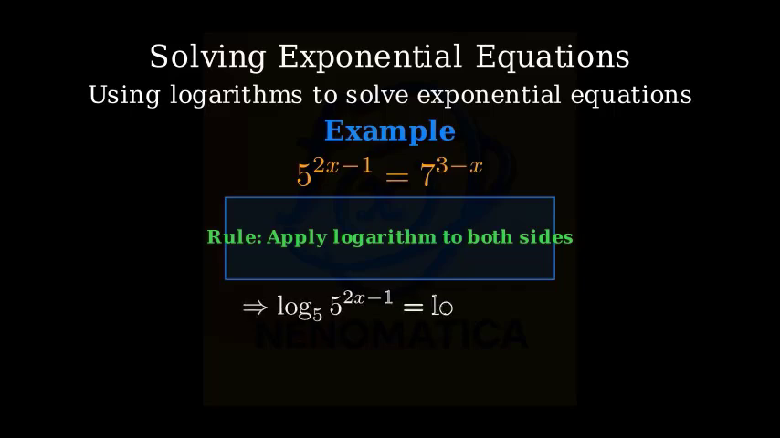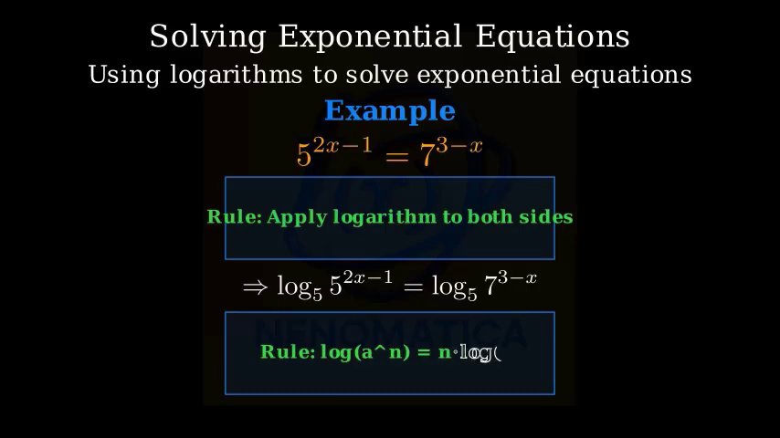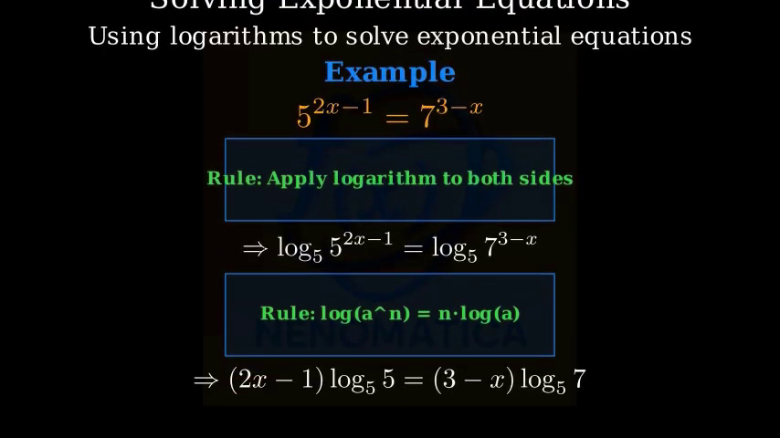So let's take the logarithm with base 5 of both sides. This gives us log base 5 of 5 raised to the power of 2x minus 1 equals log base 5 of 7 raised to the power of 3 minus x. Now, we can use the logarithm property that states the logarithm of a power equals the exponent times the logarithm of the base. So, log base 5 of 5 raised to the power of 2x minus 1 equals 2x minus 1 times log base 5 of 5.